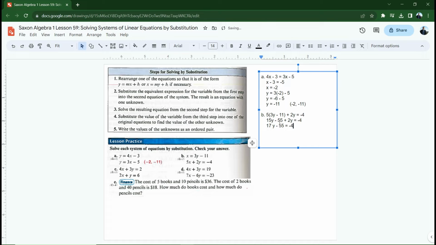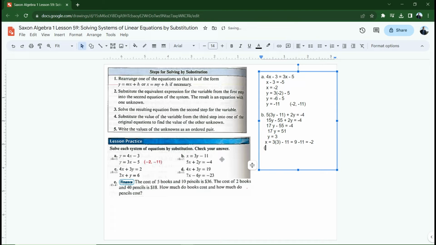The next thing I'm going to do is add 55 to both sides. That's going to be 17y equals, let's see, negative 4 plus 55 is going to be positive 51. Well, that's convenient because if I divide 51 by 17, I get 3. Y equals 3. So now I know the y value. I need to go back and plug that y value in for y in one of my equations. I'm going to plug in 3 for y in this first equation. I get x equals 3 times 3 minus 11. Let's see, 3 times 3 is 9, so it's going to be 9 minus 11. That means that this is going to equal negative 2.